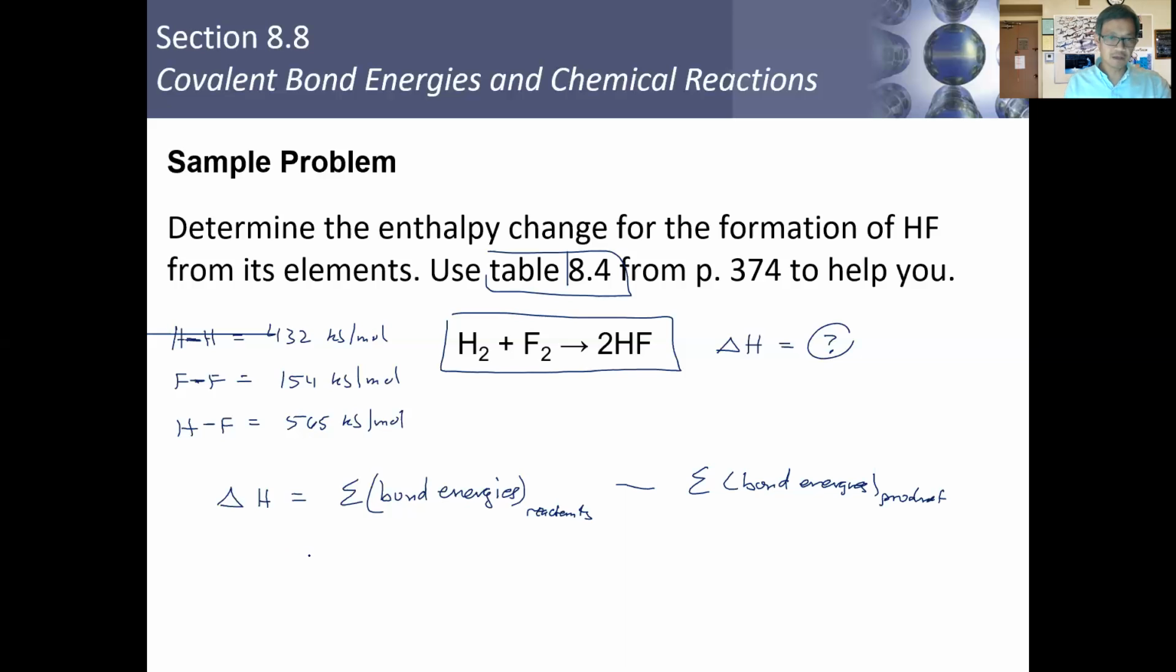Okay, so let's go ahead and plug in our values. To start out, the bond energies for hydrogen. This is going to be positive 432 kilojoules per mole. To that, we're going to add a positive value of 154 kilojoules per mole. That represents all the energies needed to break these two bonds here. Then we're going to sum up the bond energies for what forms, hydrogen fluoride.